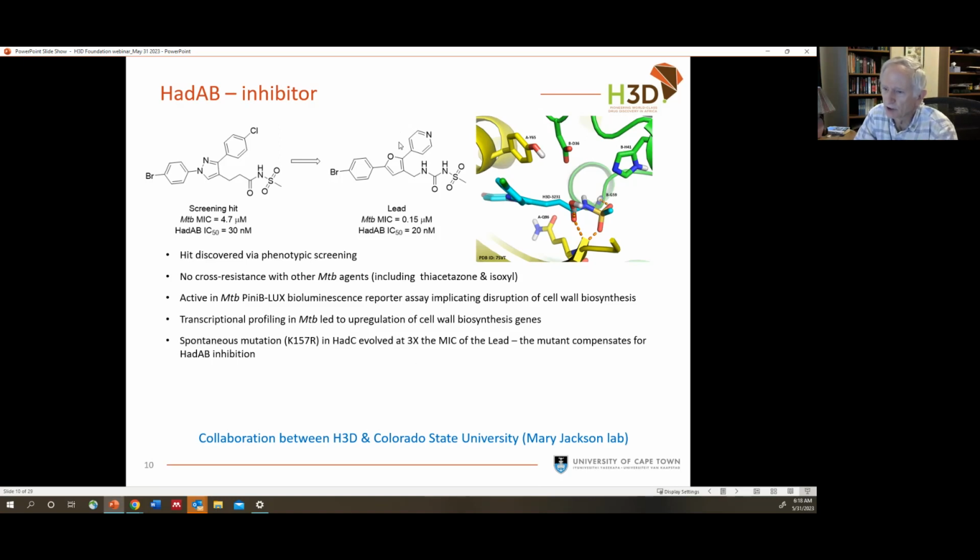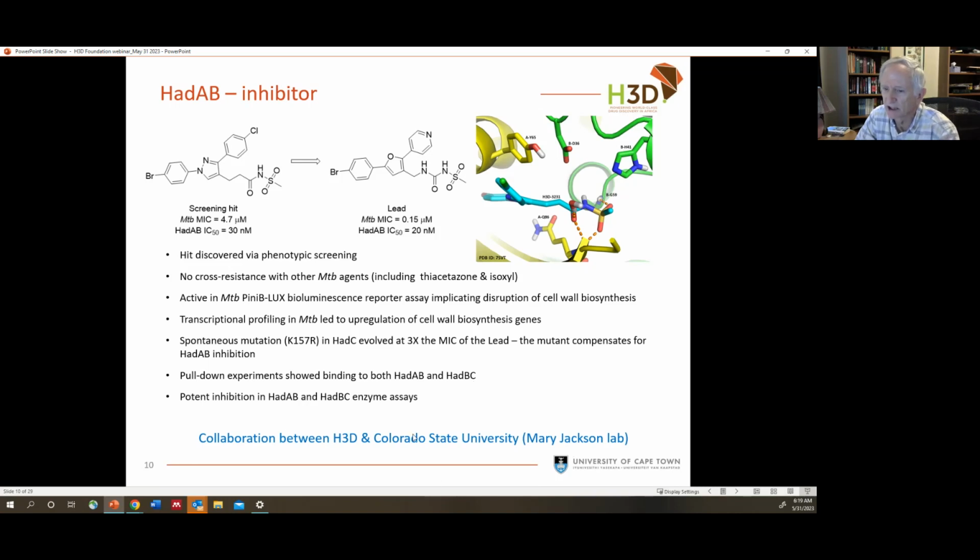Growing in culture in the presence of one of these compounds led to a spontaneous mutation in HAD-C. That was a K157R mutation. This mutant happened to have been known to compensate for HAD-AB inhibition. So the conclusion that came out was that these compounds are actually good inhibitors of both HAD-AB and BC, but it's HAD-AB that's responsible for the bacterial kill. And if you generate this mutant that can compensate a little bit for HAD-AB inhibition, maybe it keeps the bug viable. Pull down experiments showed binding to both HAD-AB and BC.